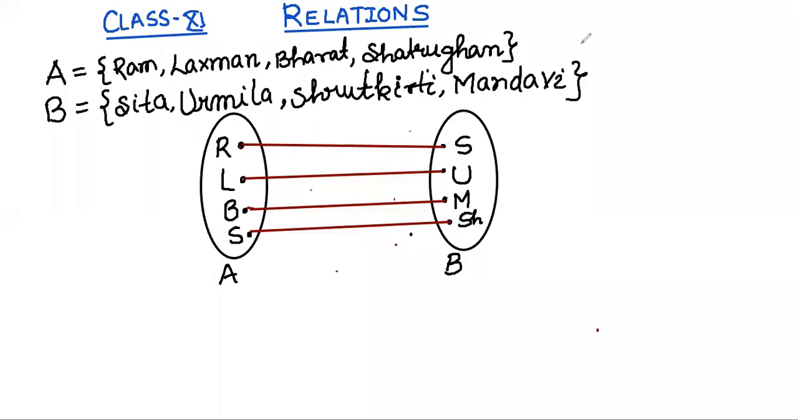One more example I'm taking here. So here you can see I have taken two sets. Set A denotes all the male members in the royal family of Dasrath: Ram, Lakshman, Bharat and Shatrughan. And second set B, where B denotes the female members in the royal family of Dasrath, means Sita, Urmila, Shrutkirti and Mandavi. So here we have to define relationship from set A to set B.